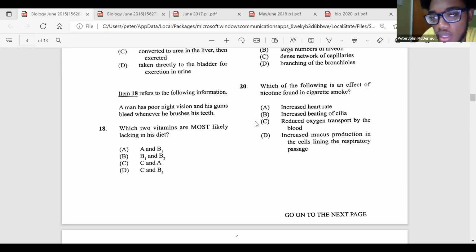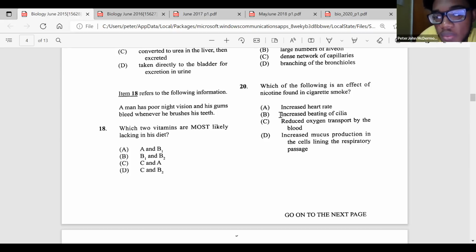Increased heart rate. I think nicotine increases your heart rate. But let's look at the rest. Increased beating of cilia. Don't think it actually does that. People that smoke typically have a lot of mucus in their lungs, right? So I would think that it does not increase the beating of cilia.